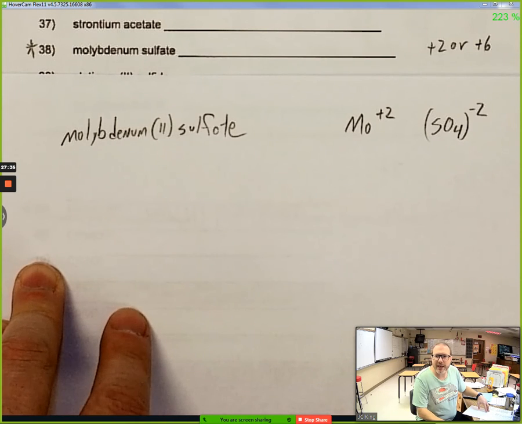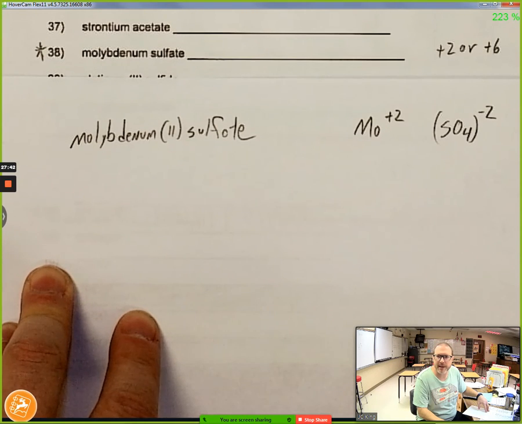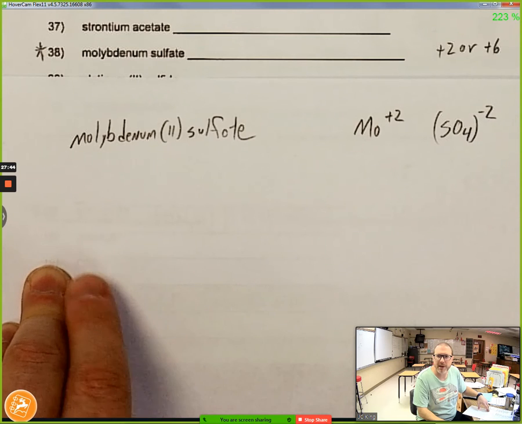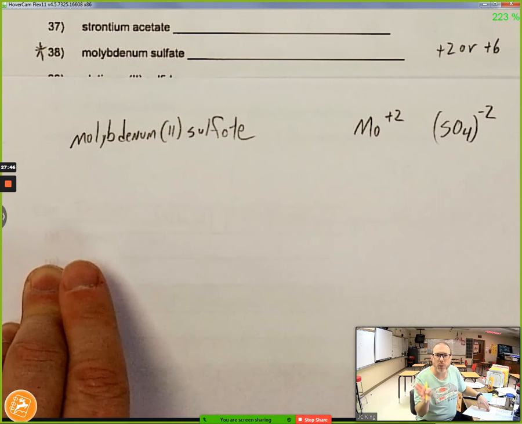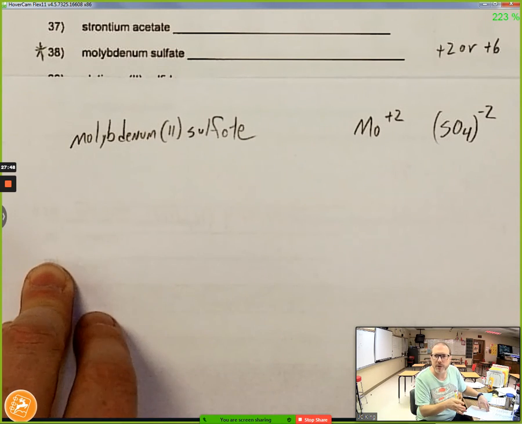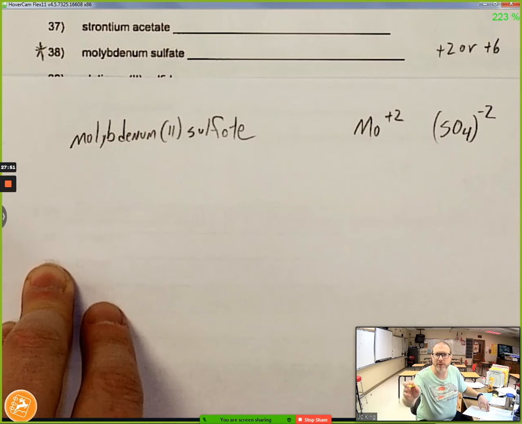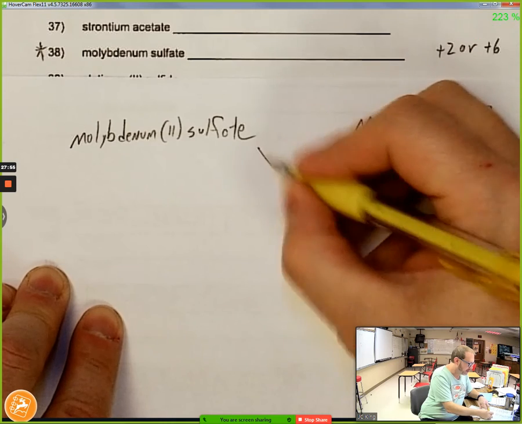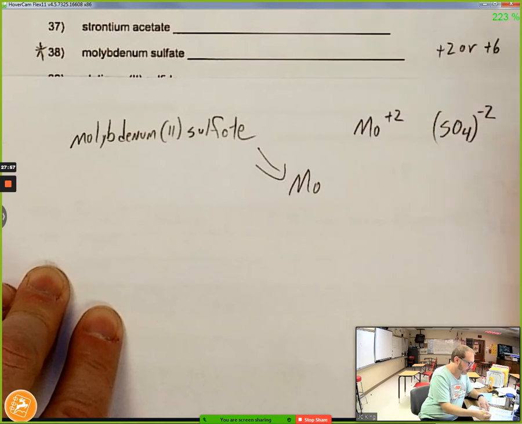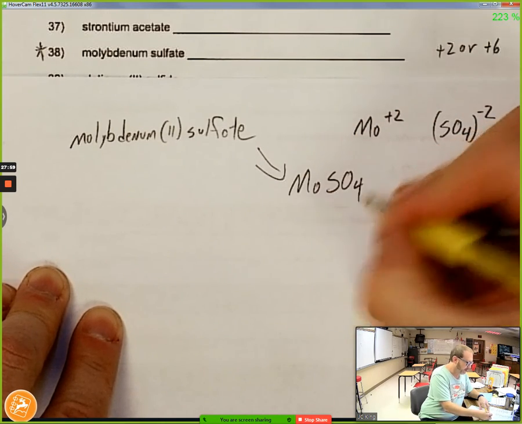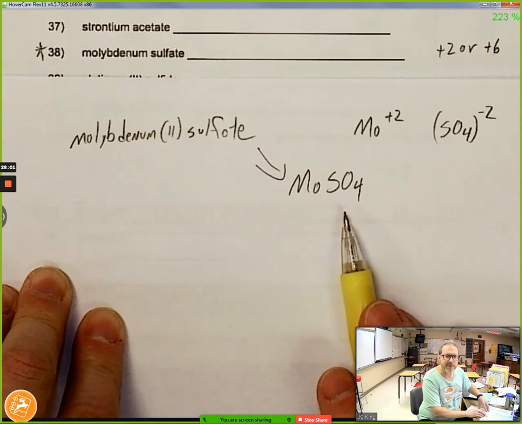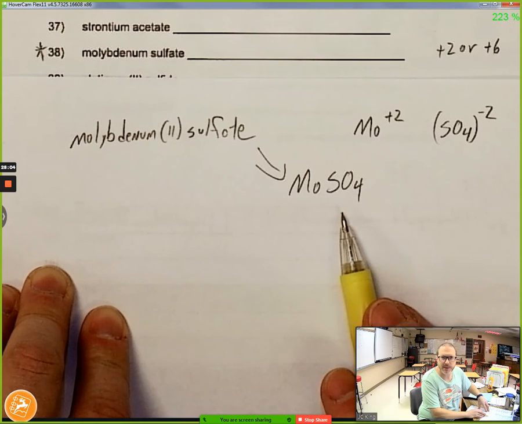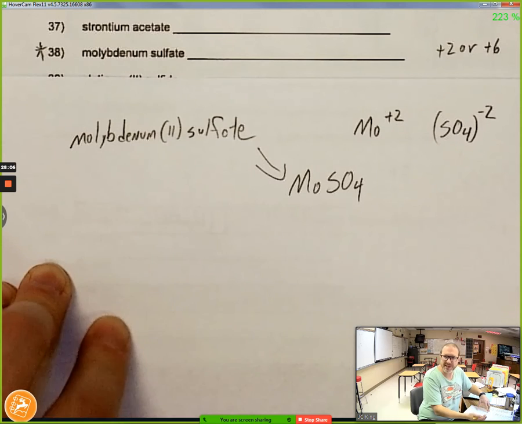So if I've got this, then check it out. I've got a +2 here and a +2 here. So I could do my crossing over trick and say that I'm going to have 2 of those, but I could reduce that to just 1 of each, right? So that's what I'm going to do. I'm just going to have 1 molybdenum and 1 sulfate. So if that was the case, my answer is going to be MoSO4. If I just have 1 SO4, I don't have to put it in parentheses. Although if you want to put it in parentheses, that's fine.